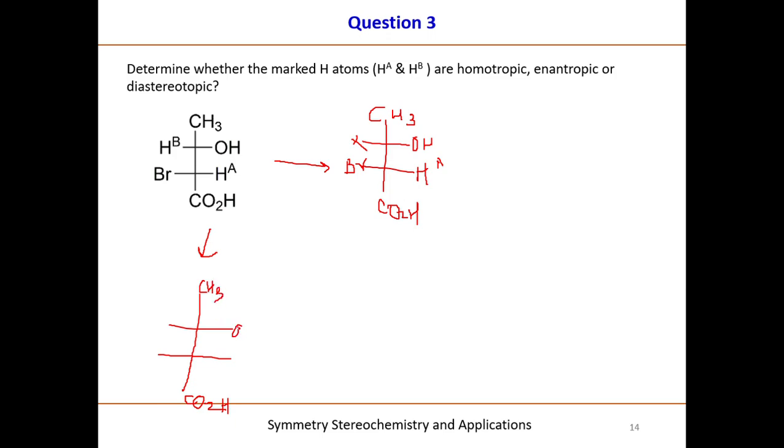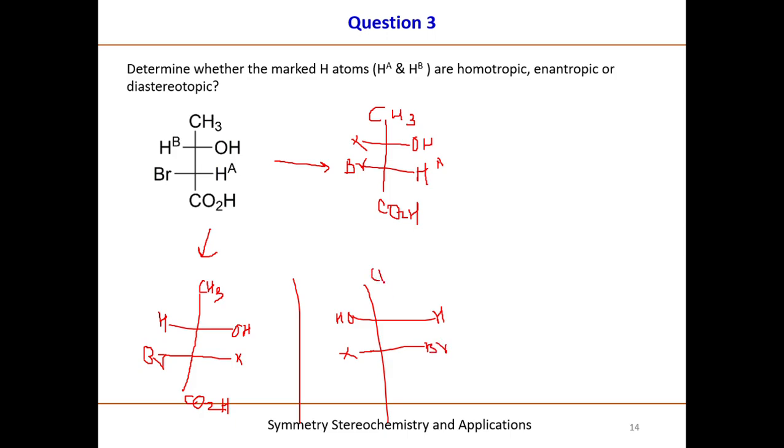Now let's write the other molecule by changing the other hydrogen atom. CH3, OH, X, H and Br. Correct? Now let's see both the molecules. I am drawing the mirror image here as well for better understanding. H is here, H is here, X and bromine.